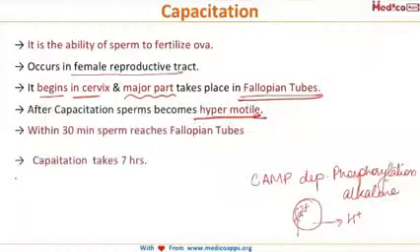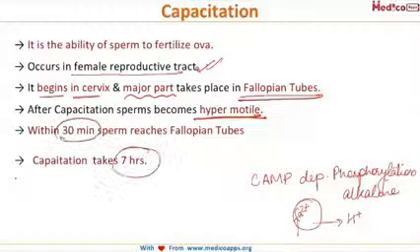Remember the word hypermotile because this occurs in the female reproductive tract, whereas the sperm gain their motility in the caudal end of the epididymis. Now these sperms take only 30 minutes to travel from the cervix to the fallopian tubes. But the entire process of capacitation takes 7 hours. Again, these two are very important questions.